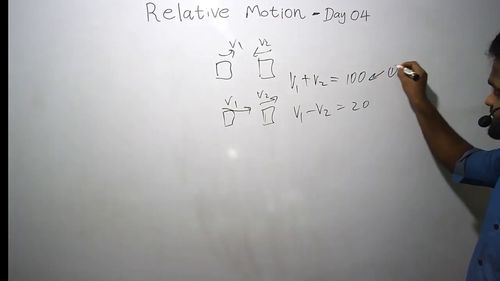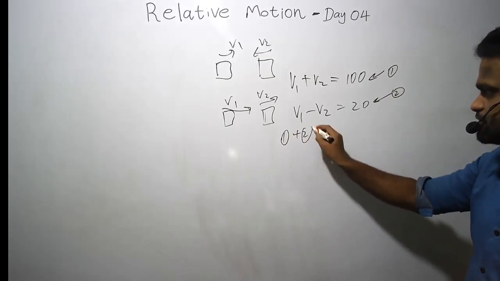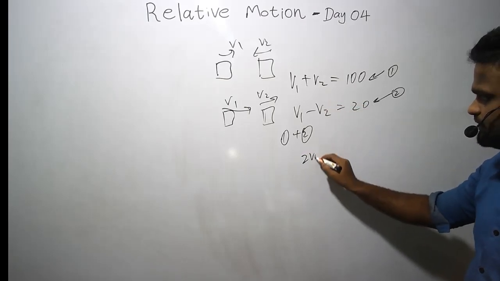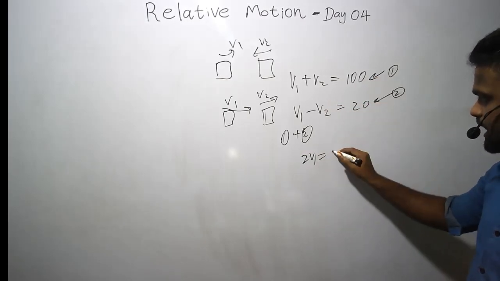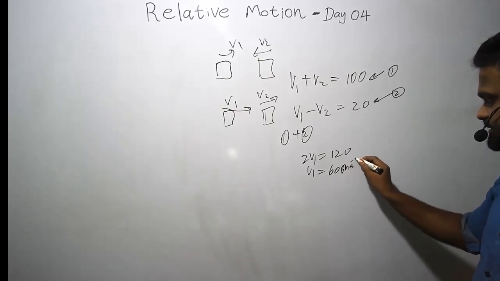So this is first simultaneous, second simultaneous. You can add those two. V2 cancels off. You get 2v1 equals 120. So v1 is 60 meters per second.